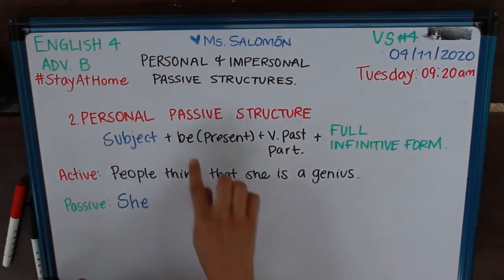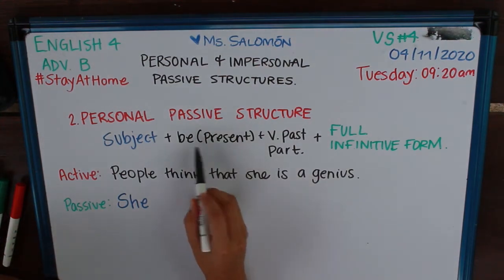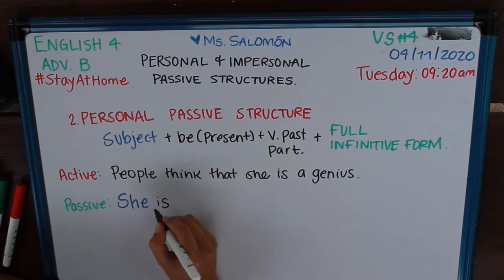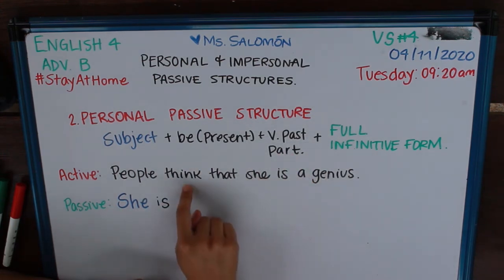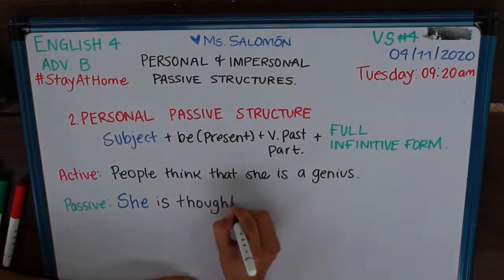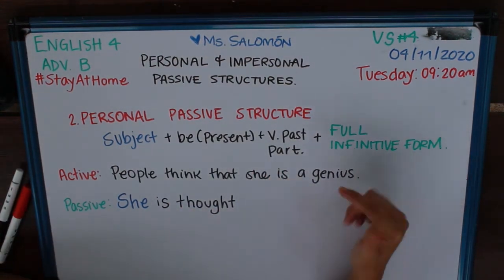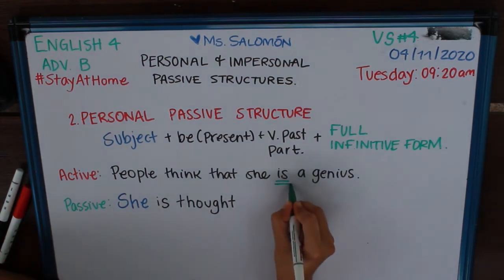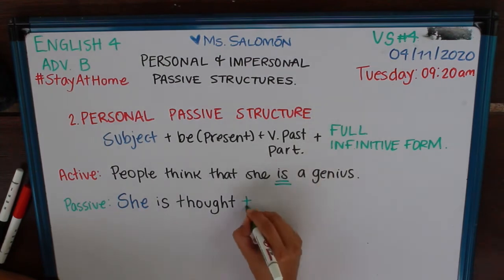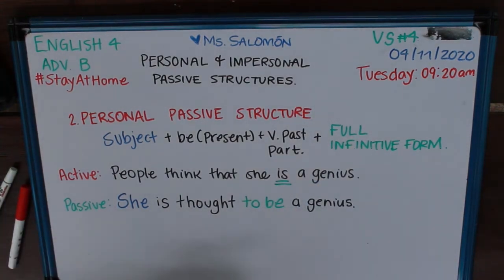And according to this structure, I need to continue the sentence with the present form of the verb to be, which is is. Then the main verb in this sentence in past participle, which is thought. And according to this, I also need to add the full infinitive form of the other verb, which is. What does infinitive form to be? This is the personal passive structure.